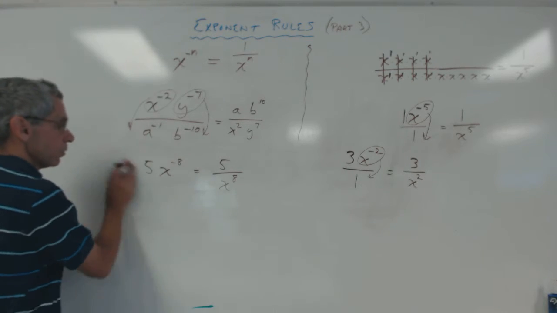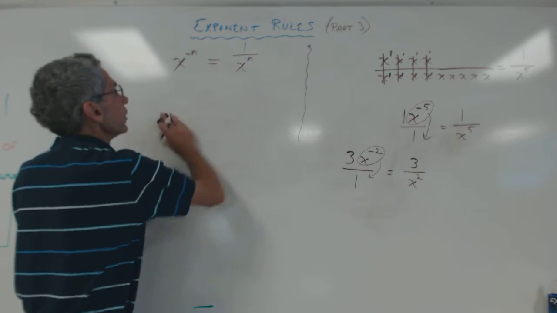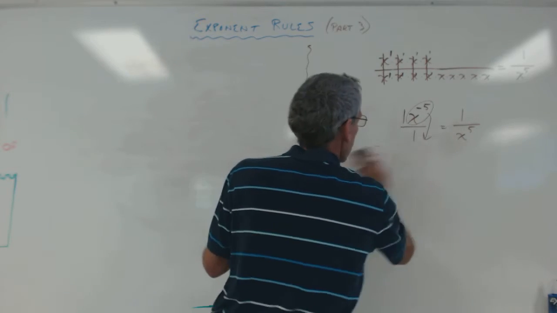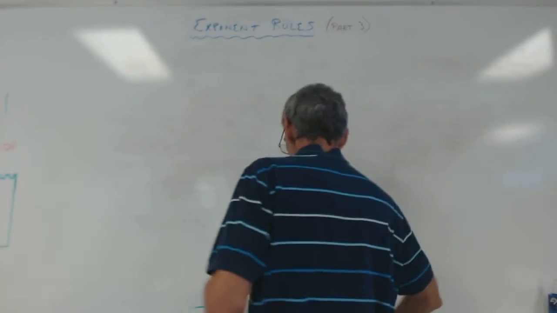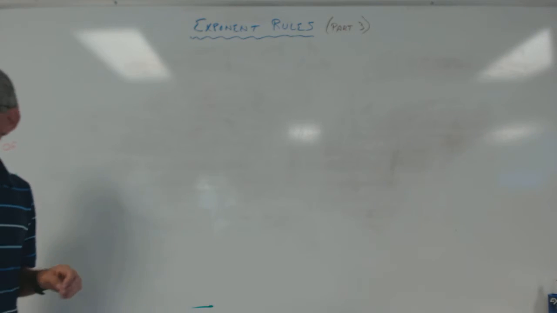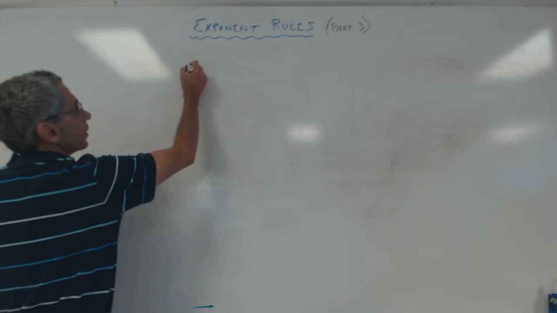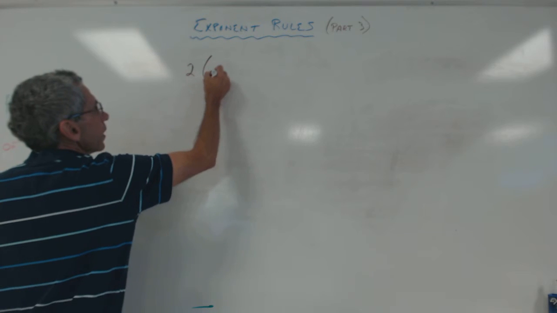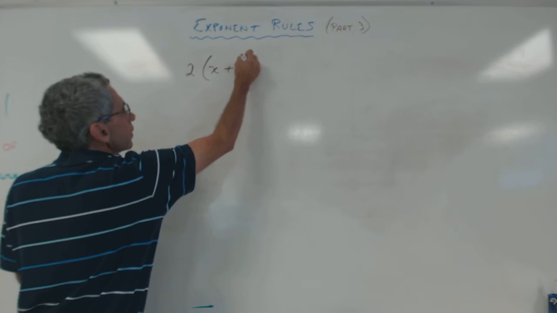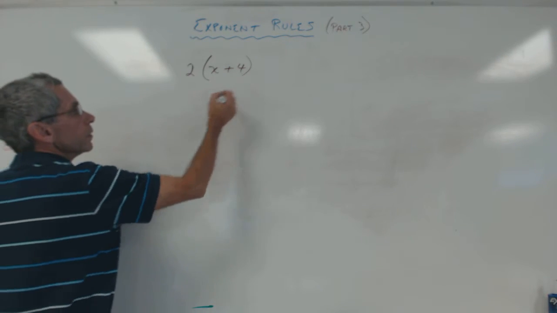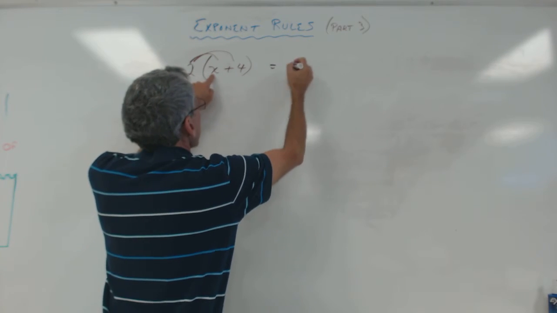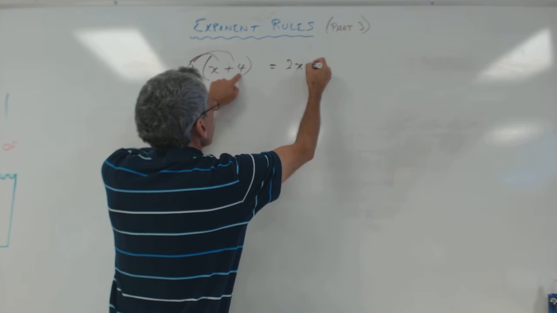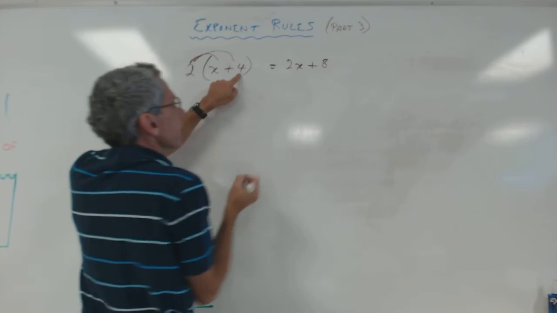Okay, so we're almost done. Now, I just want to show you one other thing where you're likely to see this, when you use the distributive property. Remember what the distributive property is? If I said 2 times x plus 4, what would that be? 2x plus 8. Right? So 2 times x is 2x, and 2 times 4 is plus 8.